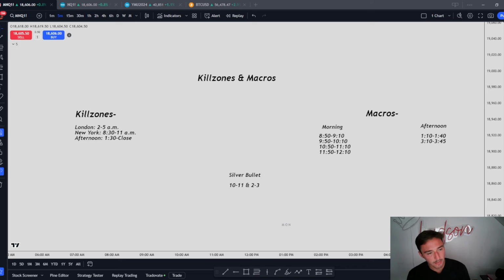And then silver bullet times. This is whenever you need to have a high probability draw on liquidity and execute during 10 to 11 a.m. or 2 to 3 p.m., right? It is the start of a brand new hourly candle and a brand new 4-hour candle, right? Silver bullet times are 10 to 11 and 2 to 3. I don't actually trade silver bullet, but if you guys want to trade silver bullet, go ahead, look into it, and then execute during those times, right? We're not going to be going over that in this course, but if you wanted to know what time the silver bullet was, those are the times.